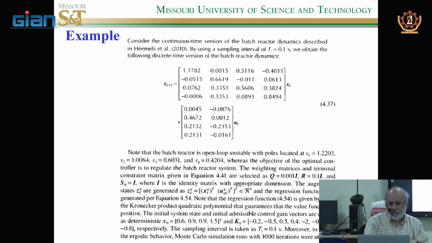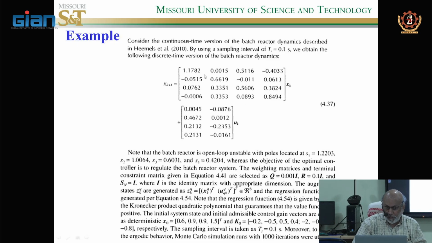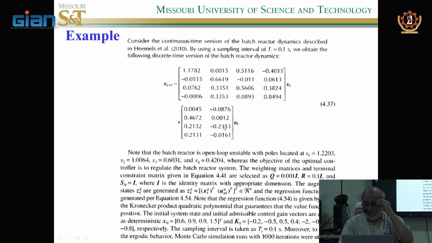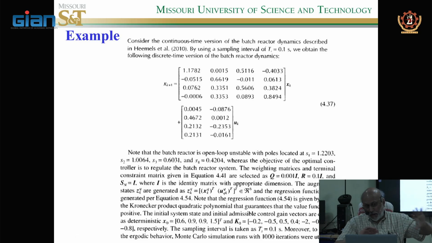I'll skip that. So let's go back to the batch reactor, because we are so fond of batch reactors. So you have the A matrix here, and this is the B matrix. This is discrete time, after discretization. Here we are not looking at the network aspects. The network is assumed lossless. If you look at the poles, one pole is at 1.22, the other pole is 1.0064, the third pole is 0.6, the fourth is 0.42.